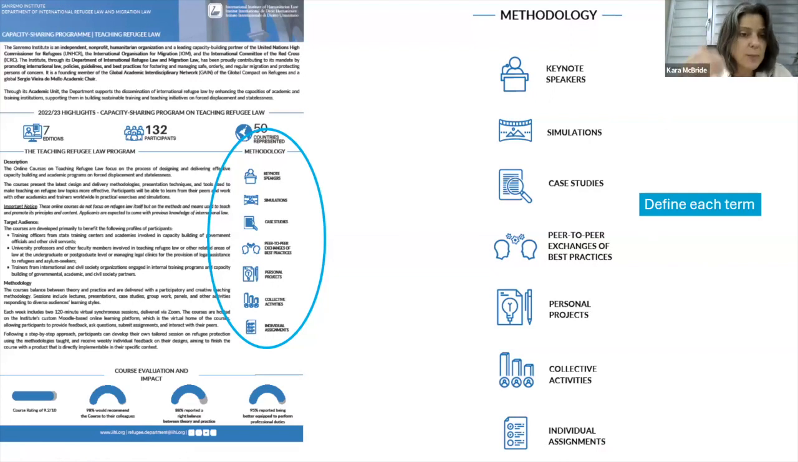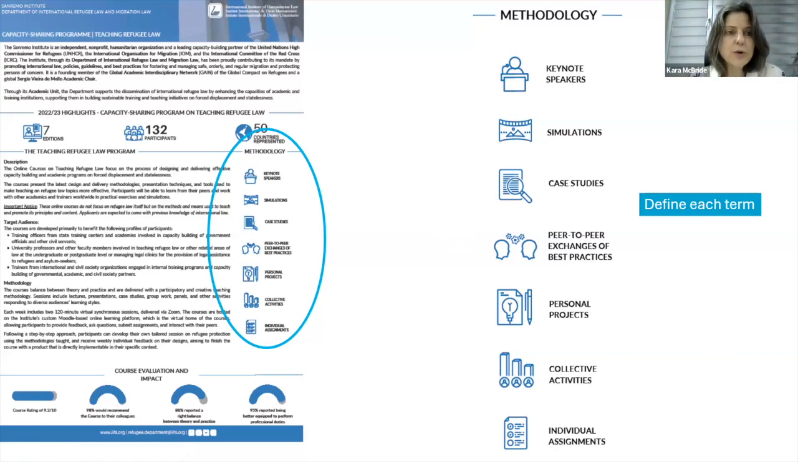The second one, simulations. That ties to what a couple of you said earlier. You want to have experience, right? You want to actually do something, try it out. Case studies, that gets to what you were all talking about in terms of concrete examples, practical examples, things you can relate to, right? Next, peer-to-peer exchanges of best practices. So the breakout rooms, right? You getting together, talking with your peers about best practices.